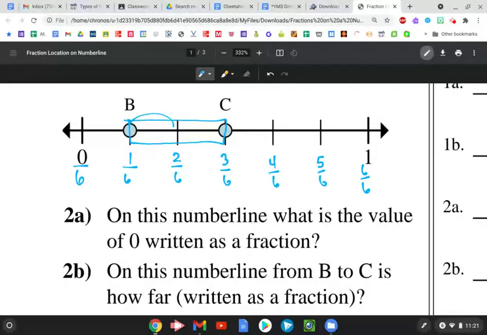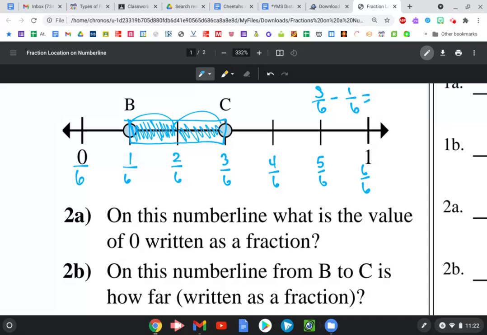We have 1, 2. Or, if you prefer to look at it like a bar, 1/6, 2/6. Or we could find the difference between B and C. And how do we find the difference between two numbers? That's right, we subtract. 3/6 minus 1/6.